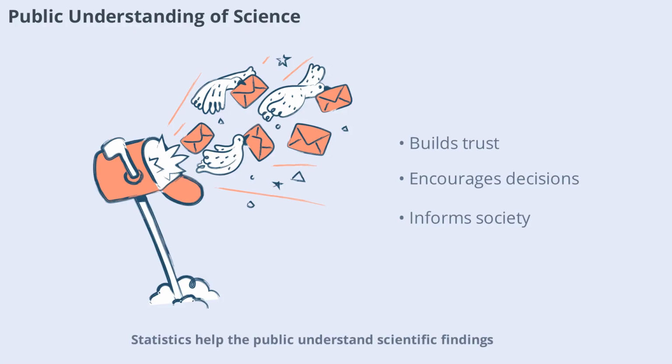Statistics help the public understand scientific findings. By presenting data clearly and honestly, researchers can build trust and encourage informed decision-making. Public understanding is crucial for the impact of science on society.